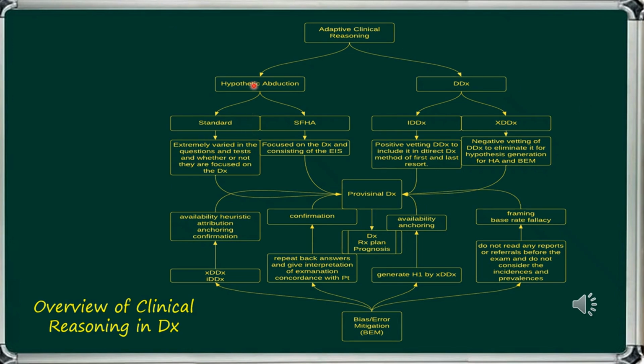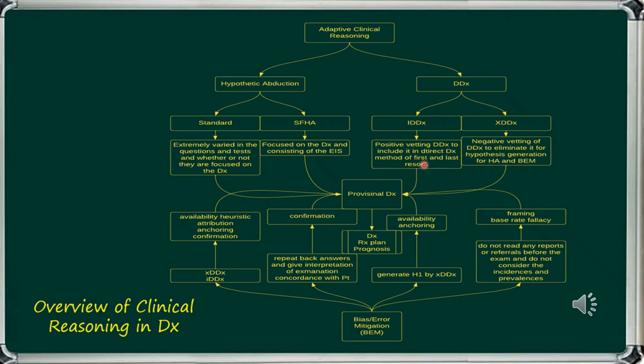So if we go on to the other side, hypothetic abduction, the standard method is extremely variable. It's anything but standard. It depends on the practitioner. They can ask a few questions, they can ask loads of questions. Questions could be focused on the diagnosis or completely unfocused and take in every aspect of the patient, family life, medical history and everything else. So it's very varied. Script focused hypothetic abduction, though, is a focused method of hypothetic abduction, and it's focused on the diagnosis. It consists of using the essential illness script to test a hypothesis.